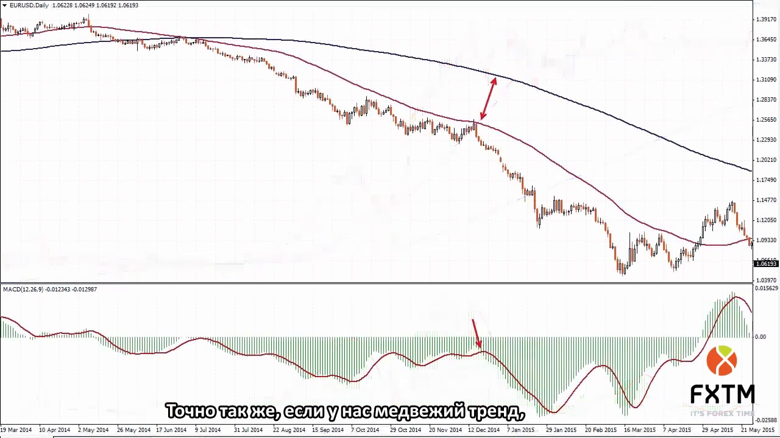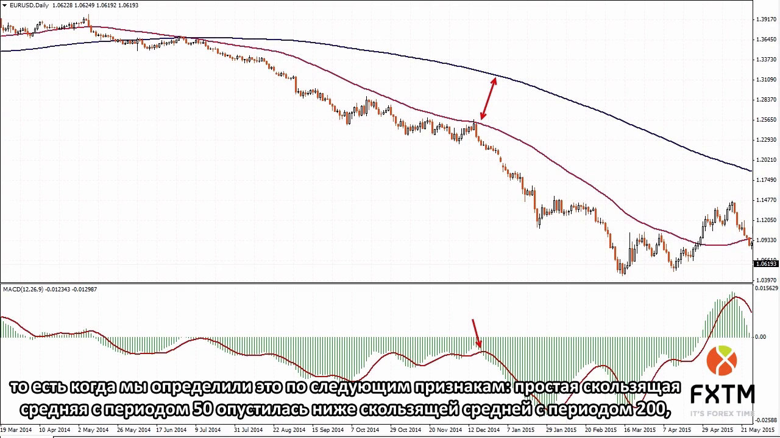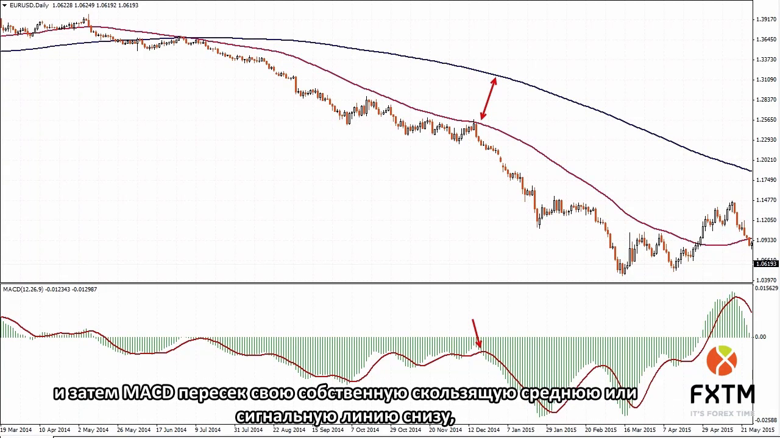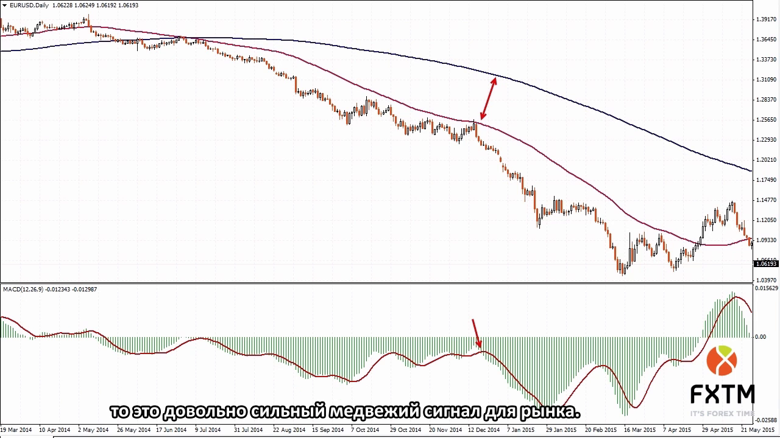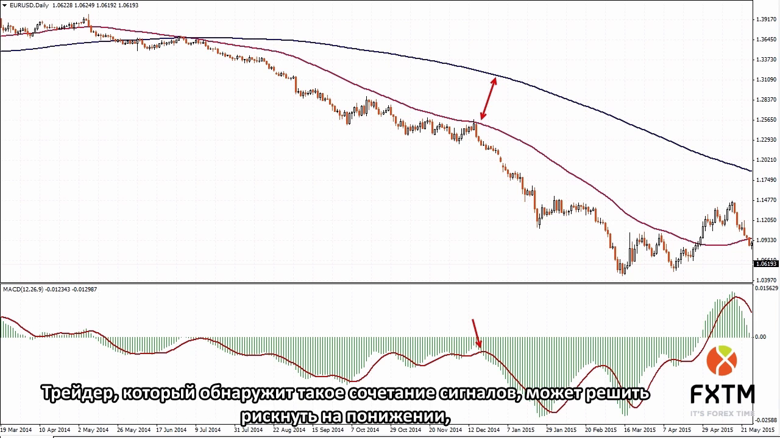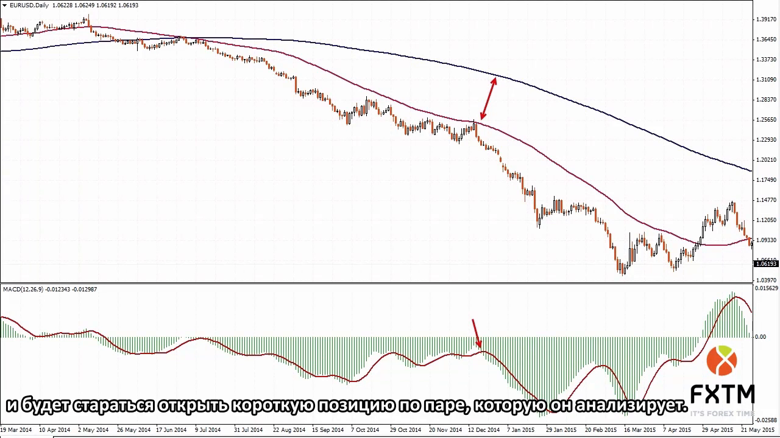In the same way, if we were in a bearish trend, whether we had defined that with our two moving averages again, with the 50-period simple moving average being below the 200-period moving average, and then the MACD crossed below its own moving average or its signal line, we would look at that as a bearish signal for the market. A trader who observed that may evaluate adding risk to the downside, so they would be opening a short position on the pair that they're monitoring.